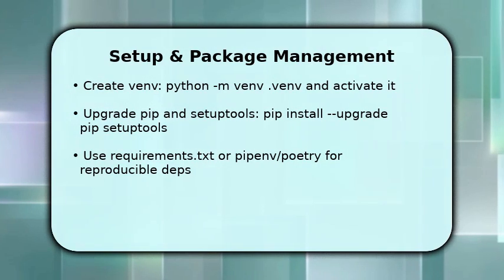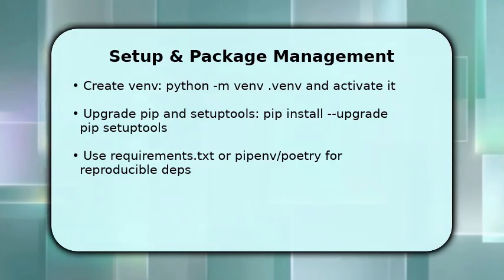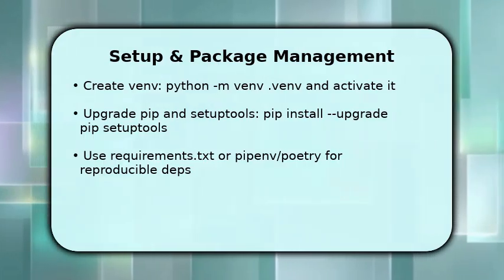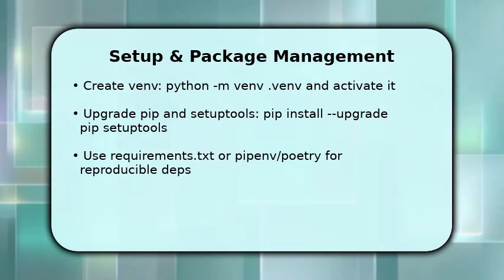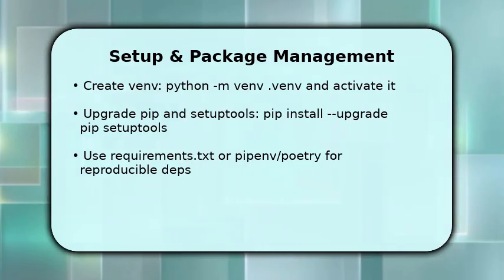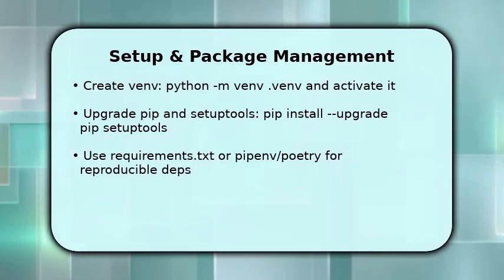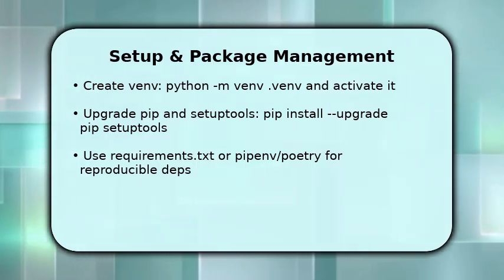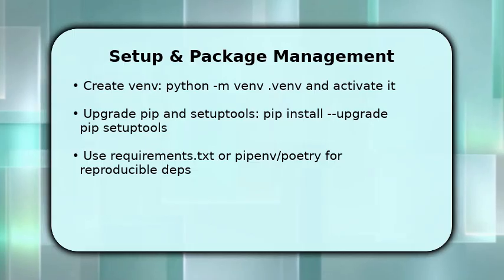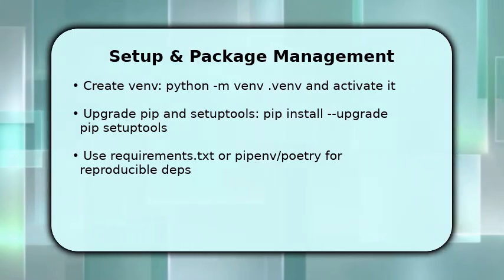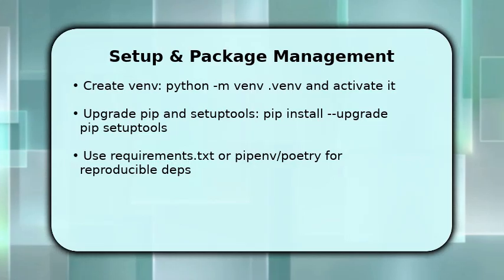You now build a controlled development environment. Create a venv with python -m venv venv, then activate it. Windows uses venv\Scripts\activate, macOS/Linux use source venv/bin/activate. Next, upgrade pip and setuptools so installs are reliable: pip install --upgrade pip setuptools.